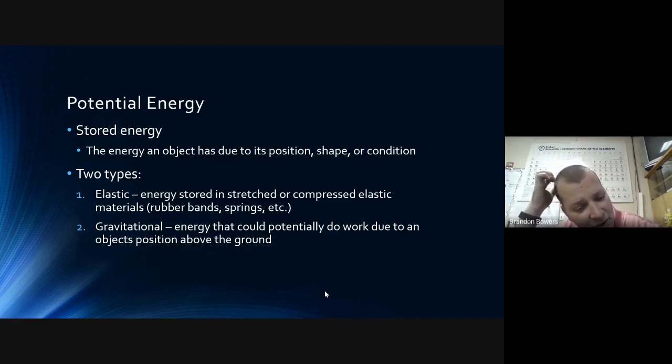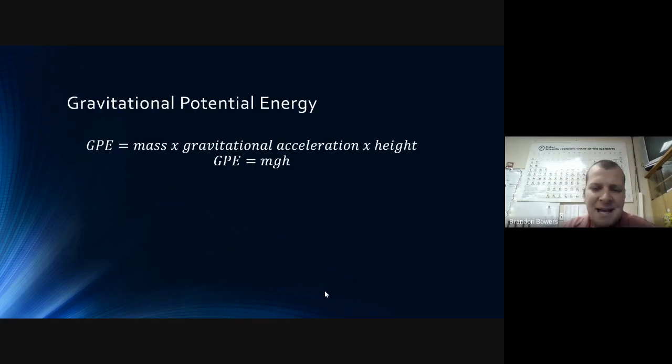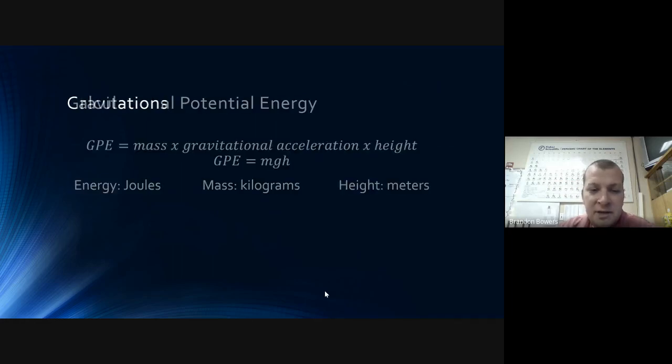The second, and the one we're going to focus on more, is gravitational: energy that could potentially do work due to an object's position above ground. Gravitational has an equation. It's mass times gravitational acceleration, which we already know is 9.81, times the height. There are all the units. Energy is in joules.